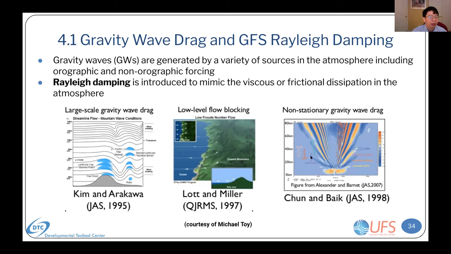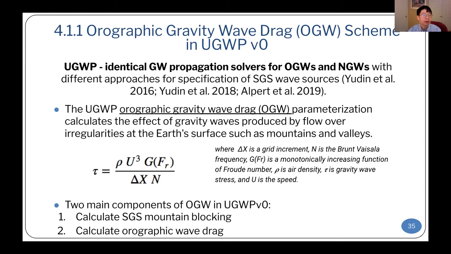They also have another scheme called Rayleigh damping. It's introduced to mimic the viscous or friction dissipation in the atmosphere. So in the supported suites, they both use UGWP V0. This scheme identifies gravity wave propagation for both orographic and non-orographic gravity waves. The orographic gravity wave mainly mimics the mountain effect.